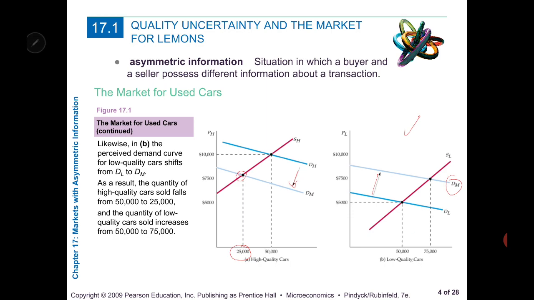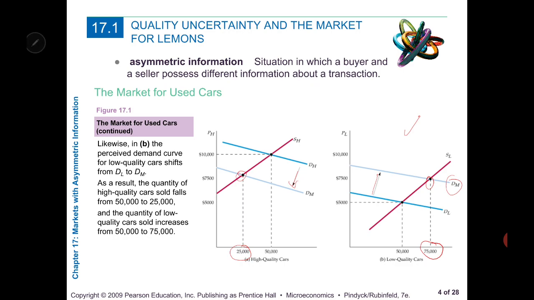And in the low quality market, more will be purchased because people think it's just 50-50 when actually the quality is a lot lower. So the perception is that demand is much higher than it should be, so it goes up, and therefore your intersection gives you 75,000 cars. So now the market has 25 and 75. And over time, people will say, how come we are finding more low quality cars than high quality cars in the secondary market?